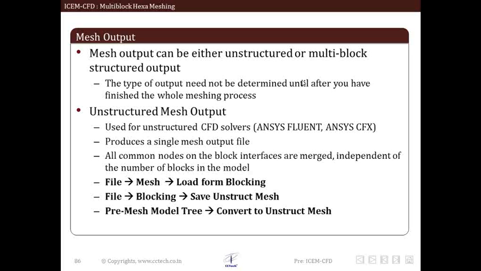You can generate unstructured mesh by either of the following ways. Go to File, then Mesh, and then Load from Blocking. Or the second way is go to File, then Blocking, and then Save Unstructured Mesh. The alternative third way is go to Premesh Model Tree and then convert to Unstructured Mesh.